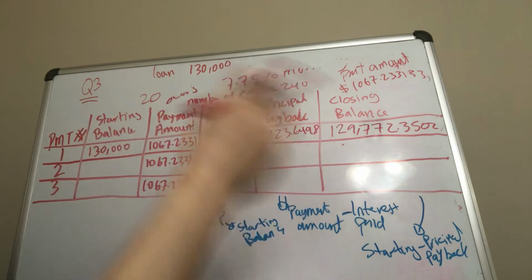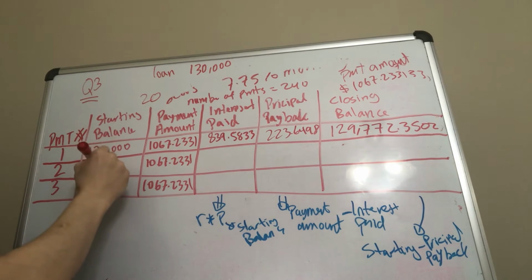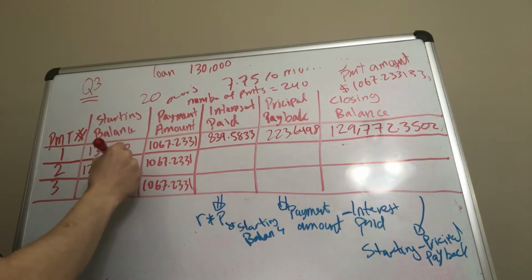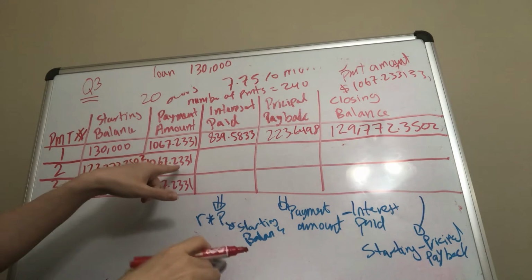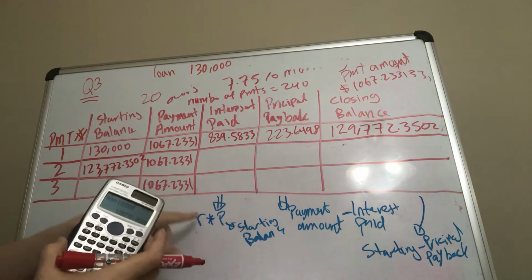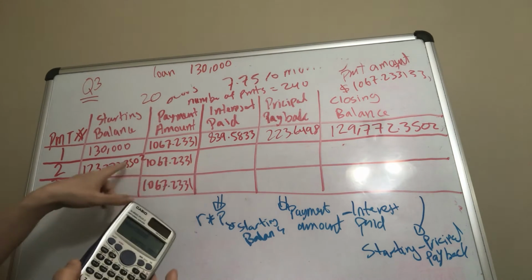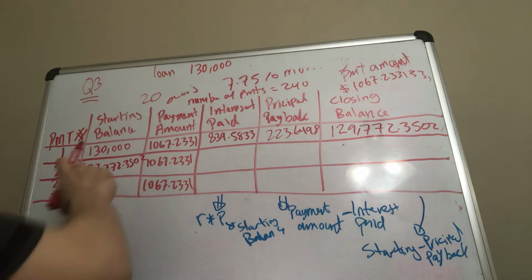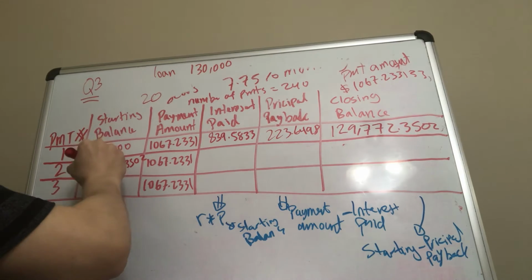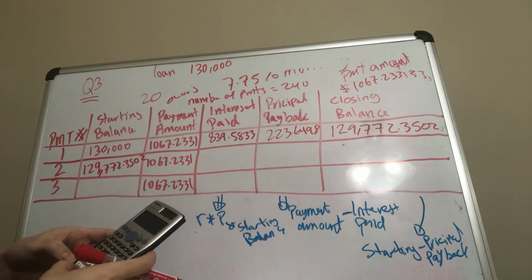And it keeps going. So next, when you start this, the starting balance would be whatever you close with. So 123,772,3502. You pay this amount. Some of this is interest, but now the interest is a little bit less because it's always going to be R times the starting balance. Since the starting balance is a little bit less, this would be a little bit less.